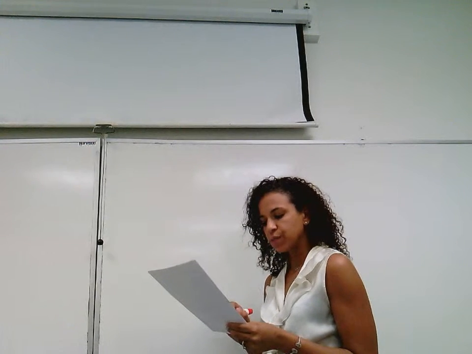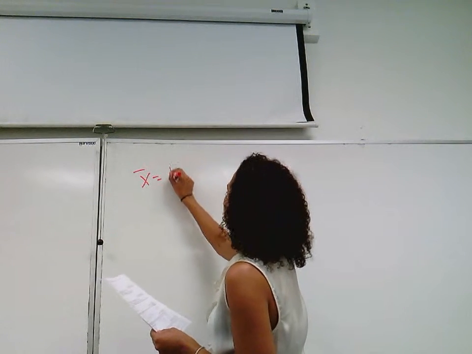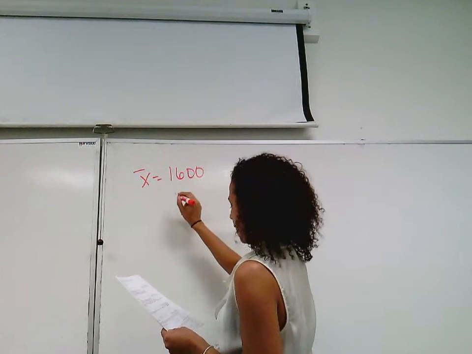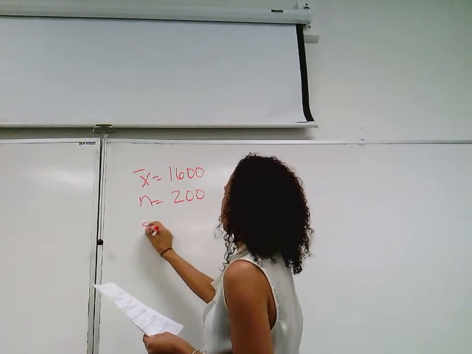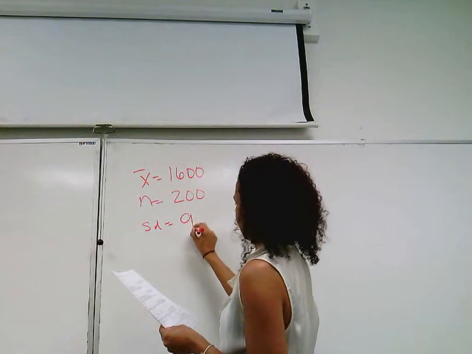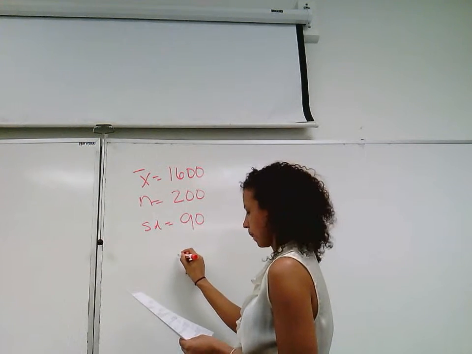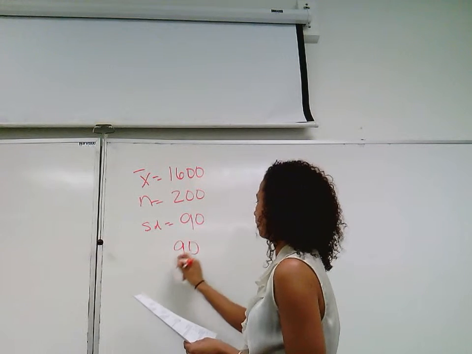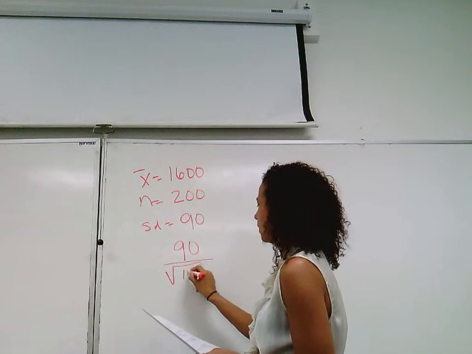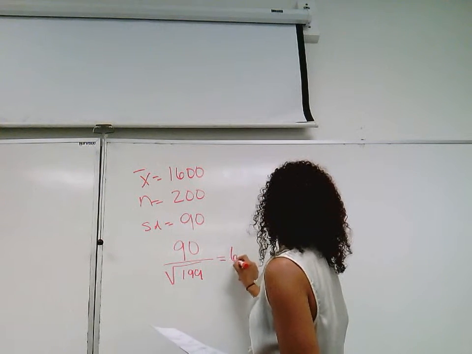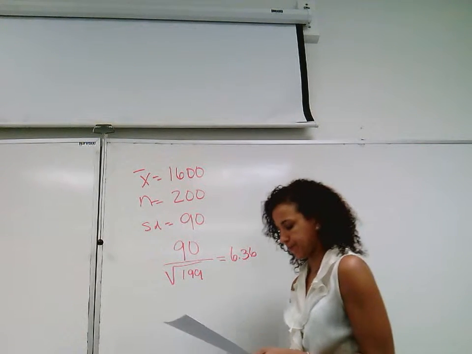So I have a random sample of 200 students, and I calculate the sample mean of 1,600. So first thing here, I have 1,600 as my sample mean. I'm going to have n equals 200 because I'm using 200 students, and my standard deviation is going to be equal to 90. All right, to calculate my standard error of the mean, just plug it into the formula. I'm going to have 90 over the square root of n minus 1, which is 199, which is going to give me 6.36. 6.36 is my standard error of the mean.